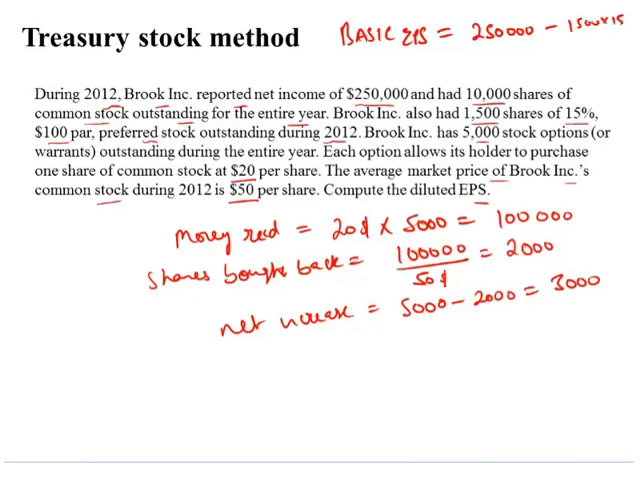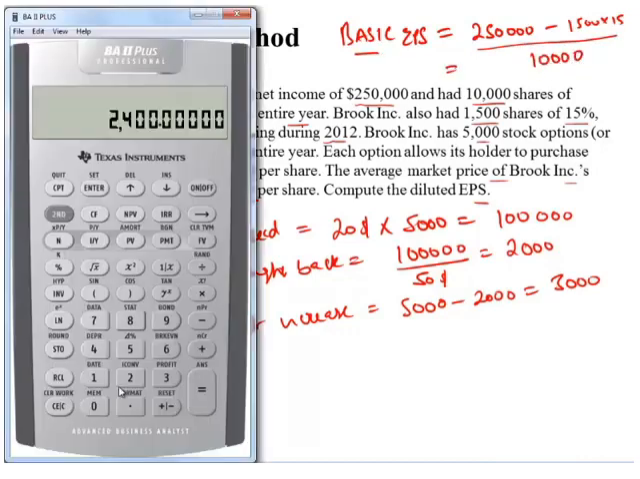into $15 per share needs to be subtracted, divided by the number of shares outstanding, that is 10,000 in the basic EPS calculation. So we'll store 250,000 in memory register 1. We'll calculate 1500 into 15. Subtract that and store that in the memory register 1 again.